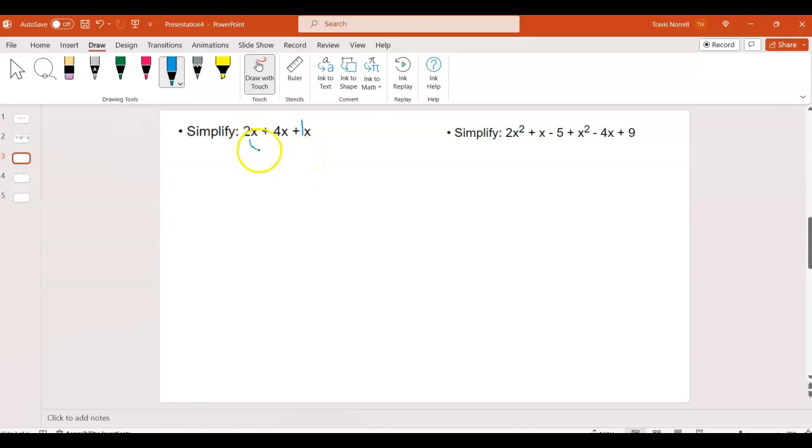So 2x plus 4x would give me 6x plus 1x. And 6x plus 1x would give me 7x.